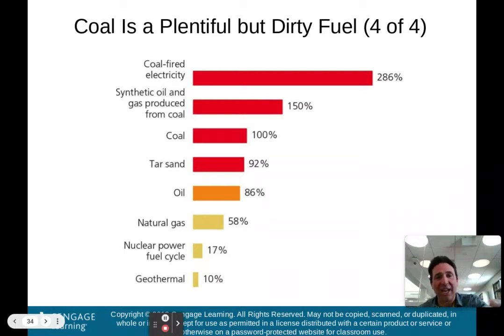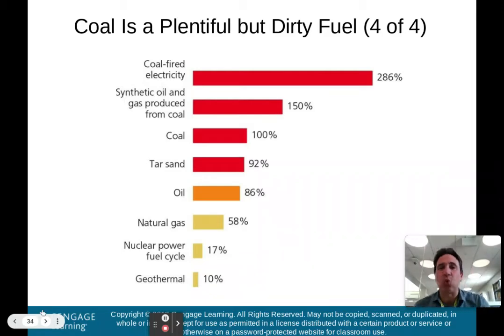You'll notice the tar sands, the oil, the natural gas. We've already talked about that. A little bit less of pollutants there. You'll notice natural gas, only about 58% of the carbon emissions compared to burning coal. And then we'll be talking about nuclear power in just a couple of slides. Geothermal will be in the renewable energy section, which will be another chapter, but you'll notice much, much cleaner when it comes to carbon dioxide emission.